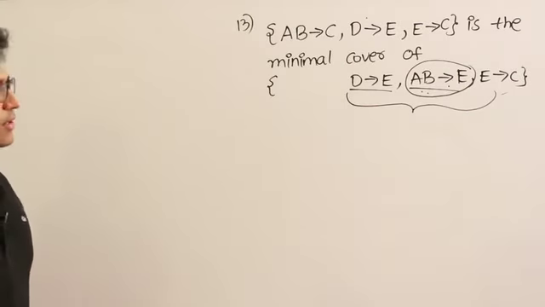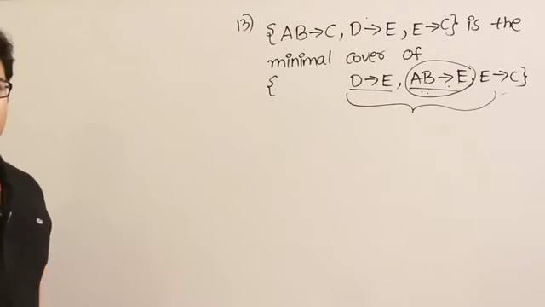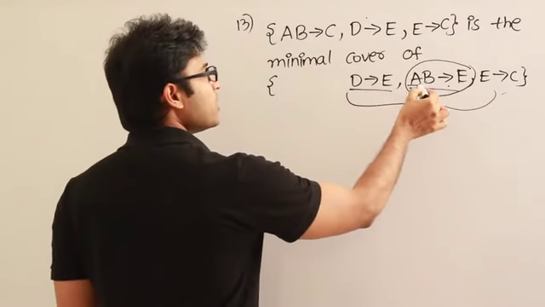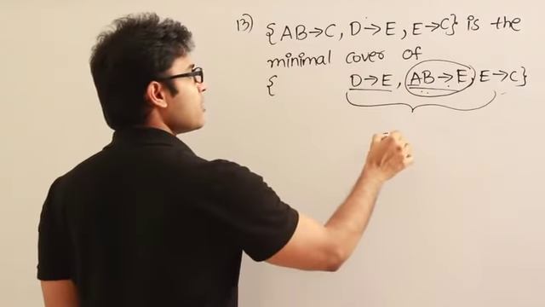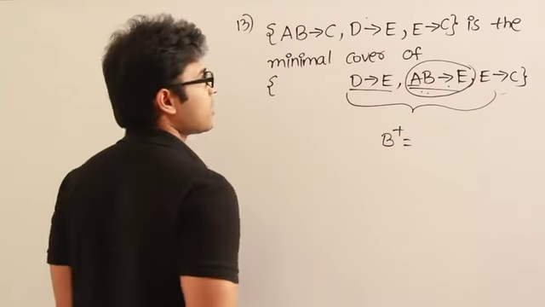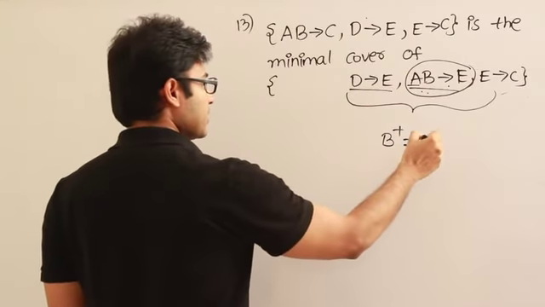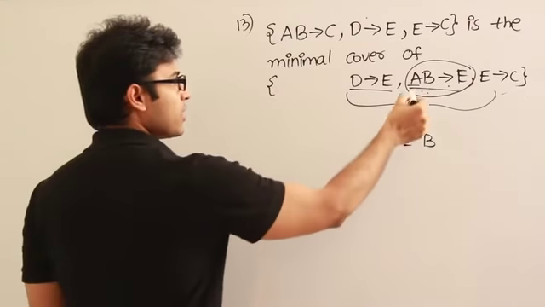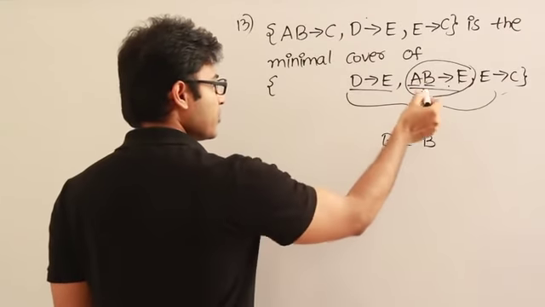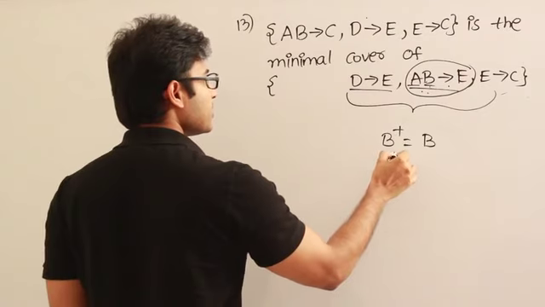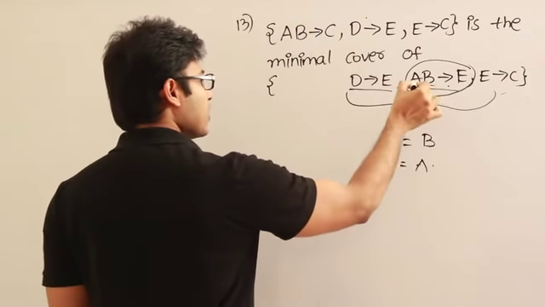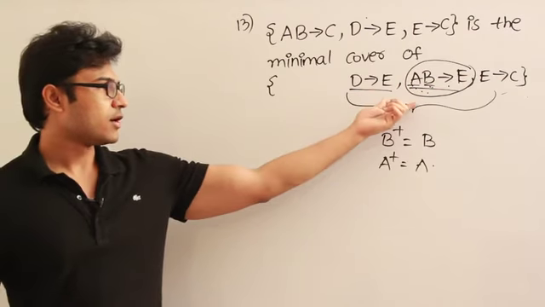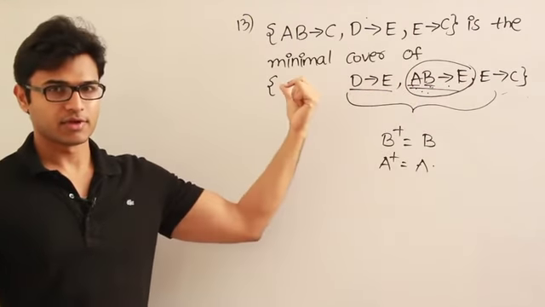Now from step number 3, we have to see if the left side is completely redundancy free or not. This one: can we remove A? That depends on finding B plus. If B plus contains A, I can remove A. So what about B plus? It contains simply B, right? It doesn't contain A, so we cannot remove A. And what about this? I can remove B if A plus contains B, but A plus contains only A, so I cannot remove any of these, right? So this is the minimal cover for the earlier one, right?